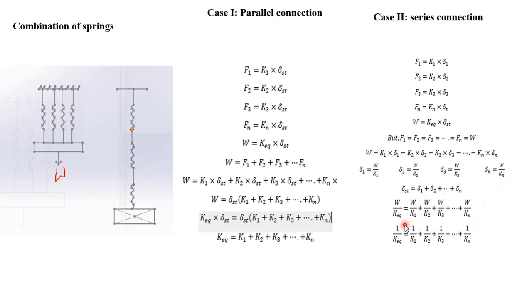Now W is common for all and it can be cancelled. Therefore, when springs are connected in series, the equivalent spring constant can be computed based on this formula. This is all about today's section.